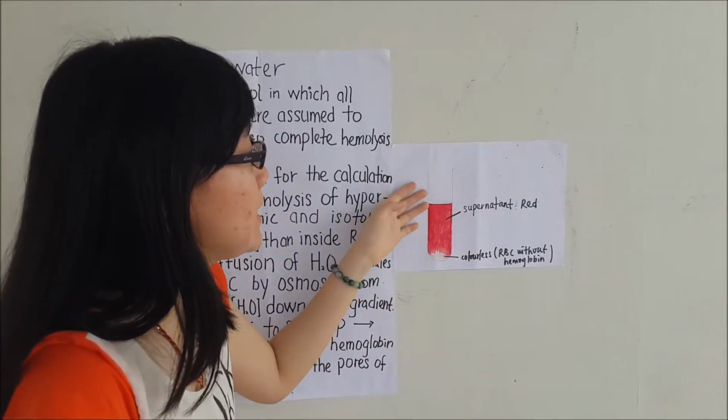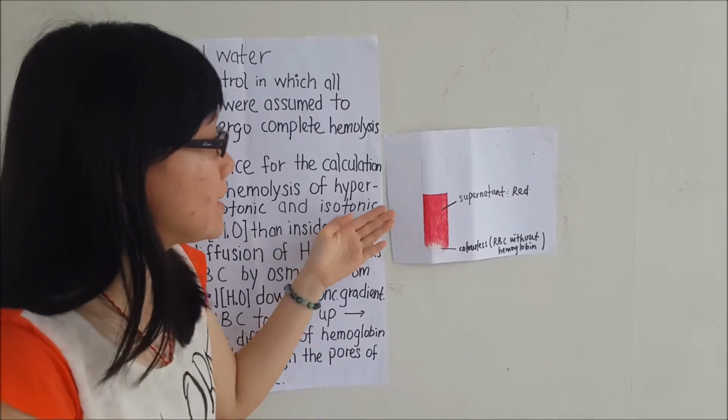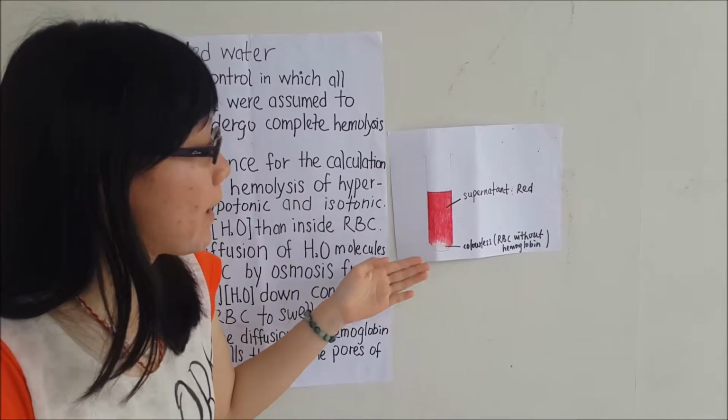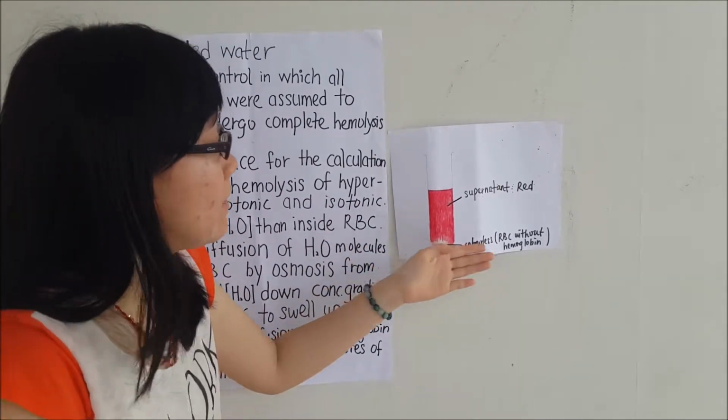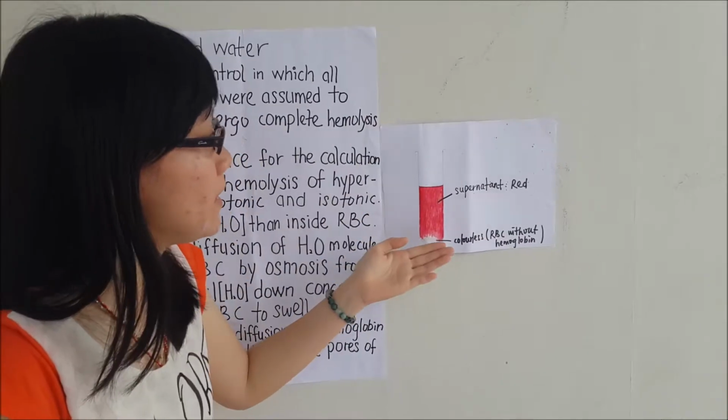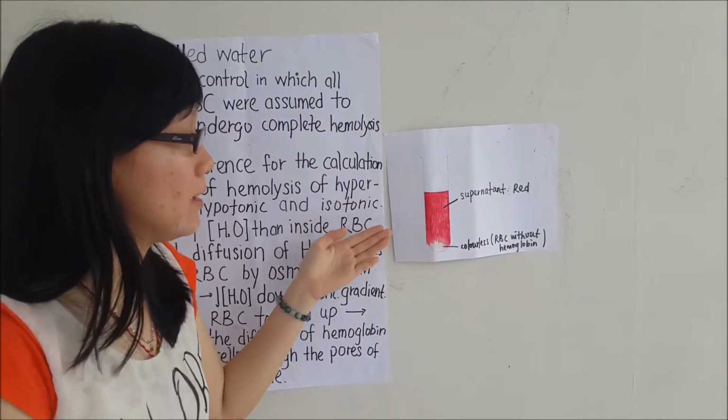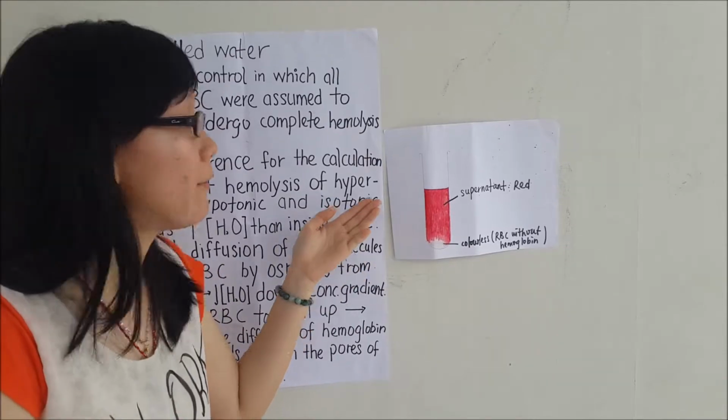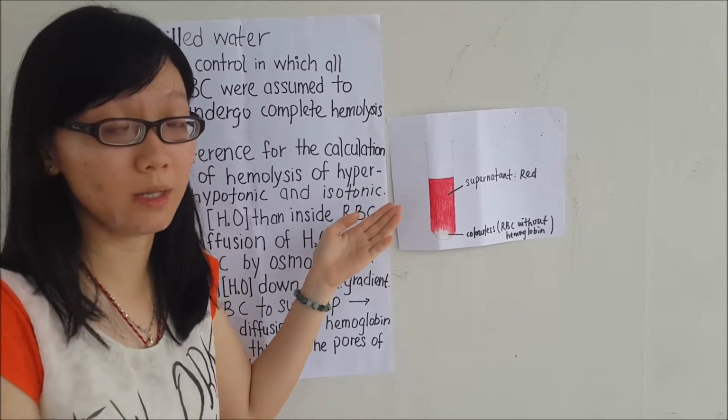The resultant supernatant shows that the upper part is a red color and the lower part is colorless, with the red blood cells without the hemoglobin. The upper part is red, which shows that all the red blood cells have undergone hemolysis.